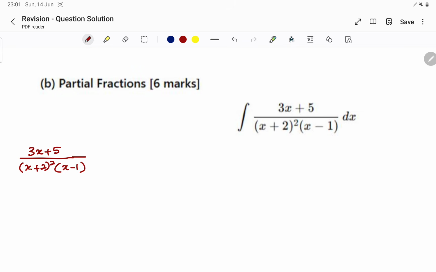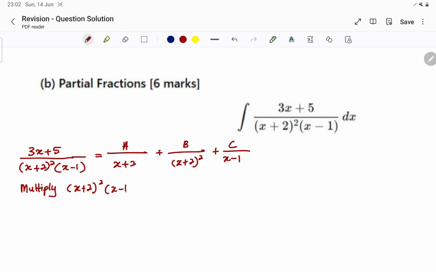Since we have (x plus 2) square, when we want to separate them, we write a divided by x plus 2, plus b divided by (x plus 2) square. And then the next one, we use another factor, which is c divided by x minus 1. The next step is to multiply all of this expression with (x plus 2) square (x minus 1).